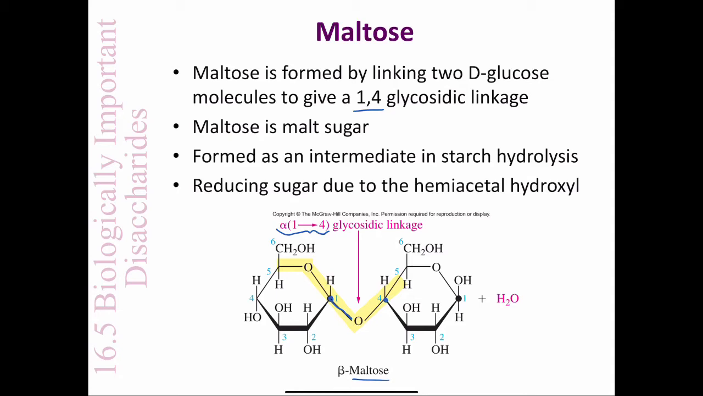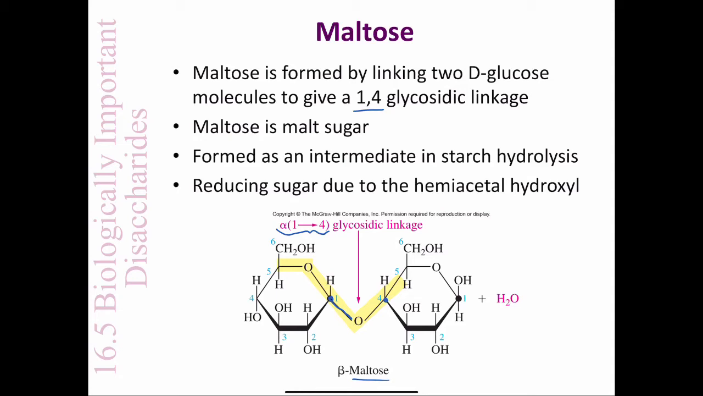So again, malt sugar is formed as an intermediate in starch hydrolysis. And later on, we'll look at the structure of starch, and we'll see that when starch is broken down in order to harvest the energy that's found in starch, maltose is going to be one of those intermediates that we form when we break that starch down.